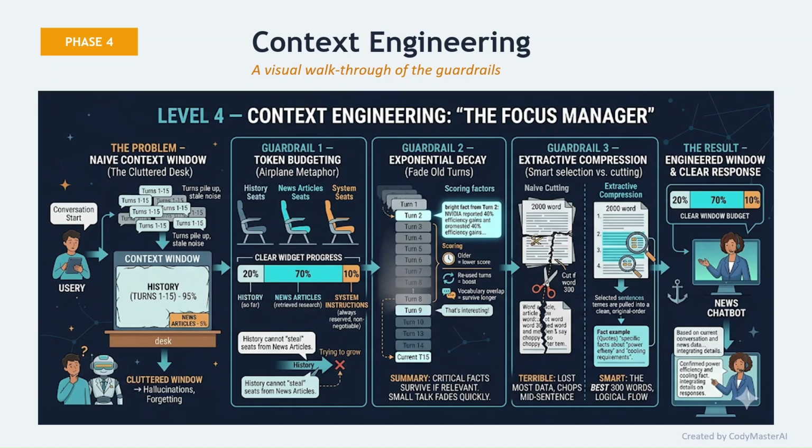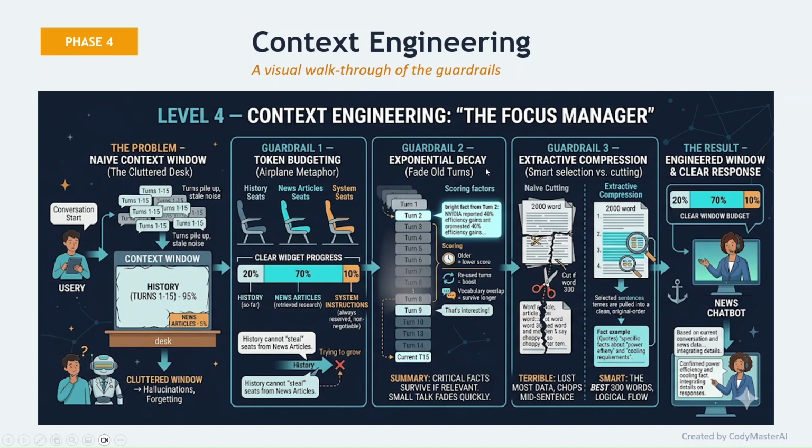Phase 4 of my RAG journey introduces 3 guardrails. Guardrail 1: Token budgeting. We divide the context window into reserved zones, like allocating seats on a flight. For example, 20% history, the conversation so far, 70% news articles, the retrieved research, 10% system instructions, always reserved, non-negotiable. History can never steal the seats reserved for news articles. The AI always gets fresh data.